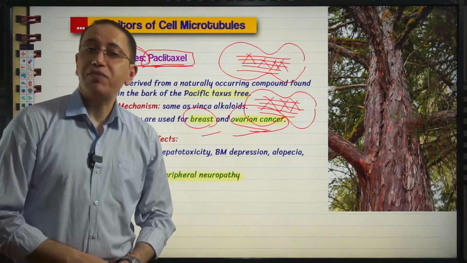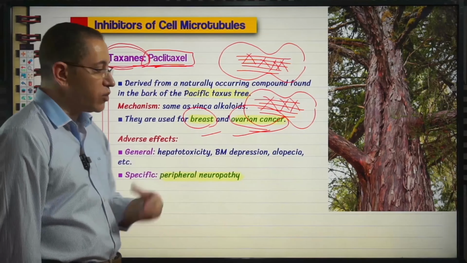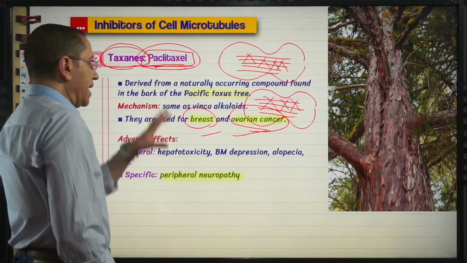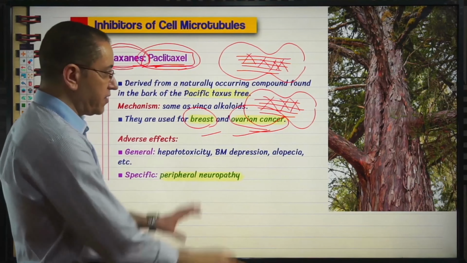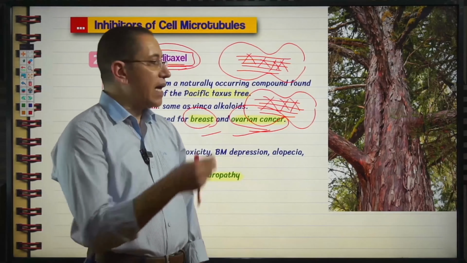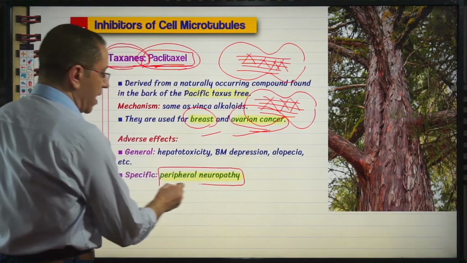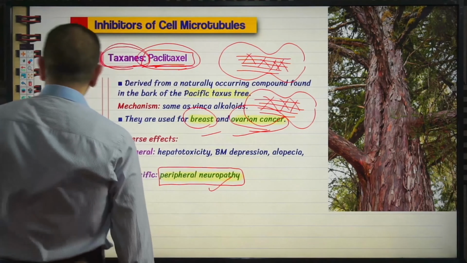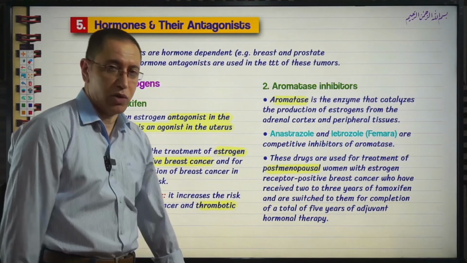And when they tested this drug on cultured cells in vitro, they found it to be one of the most effective drugs in cancer treatment, and it was very expensive. This drug is called Paclitaxel. This Paclitaxel is similar to the previous family, the vinca alkaloids, regarding the mechanism of action. Both of them attach to microtubules and both of them are cycle specific, and its specific adverse effect is also peripheral neuropathy. Now let's shift to the fifth family called hormones and their antagonists.